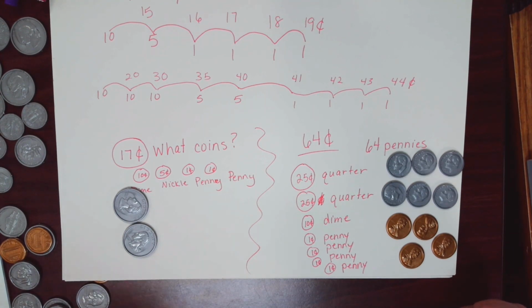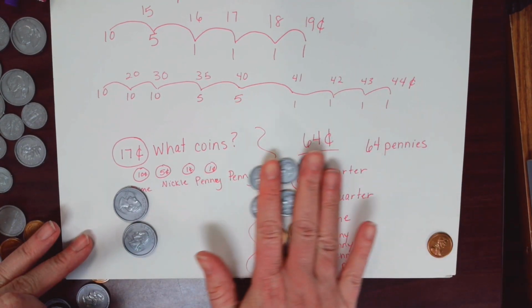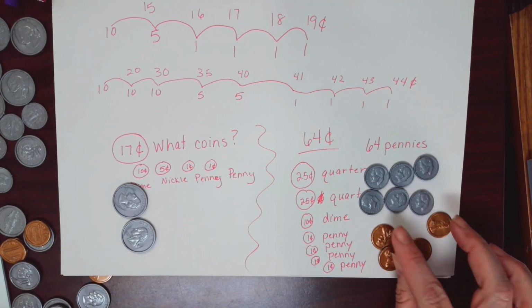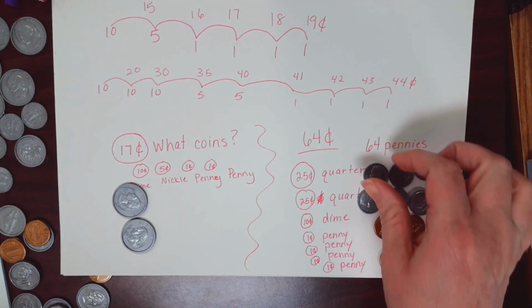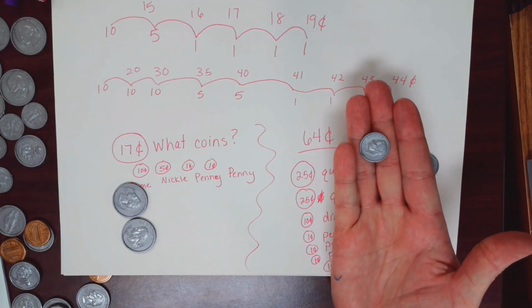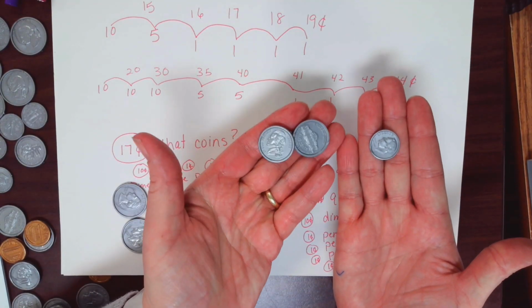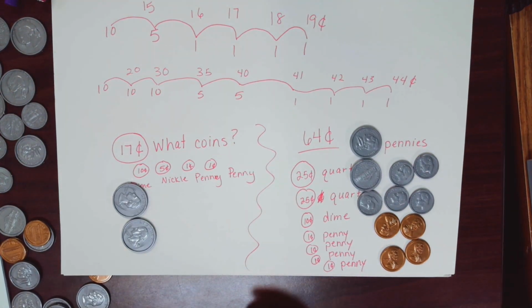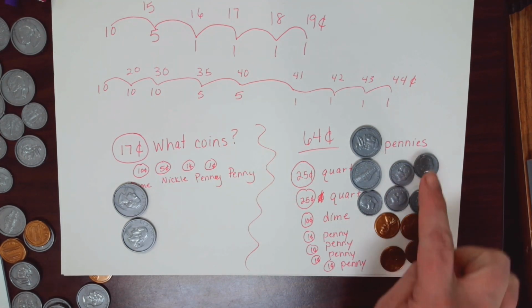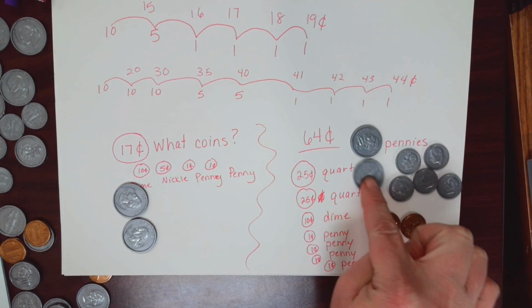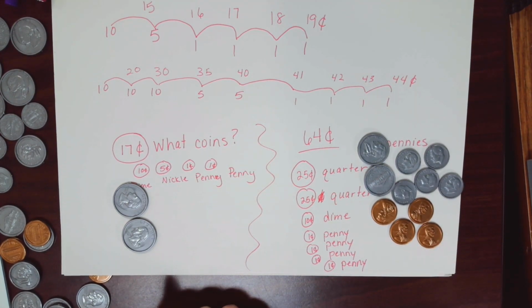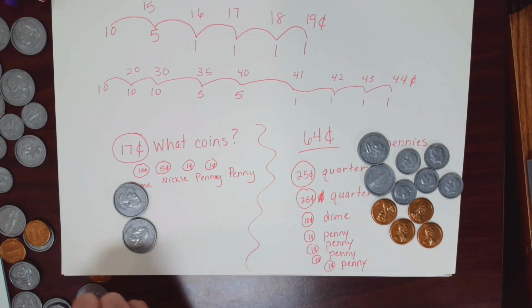Are there other ways? Well, yes, there are. Let's just leave this right here for a second, because there are so many ways, children. 1 dime is 10 cents and 2 nickels is 10 cents. So if I trade that dime out for 2 nickels, I've got a new group of coins. 10, 20, 30, 40, 50, 55, 60, 61, 62, 63, 64. 64 cents.